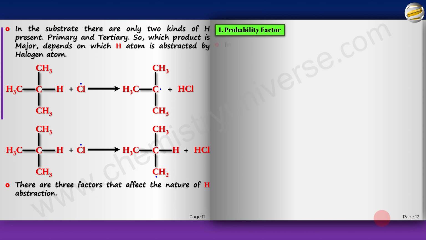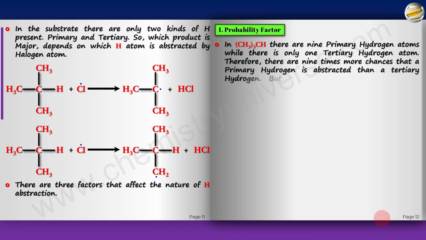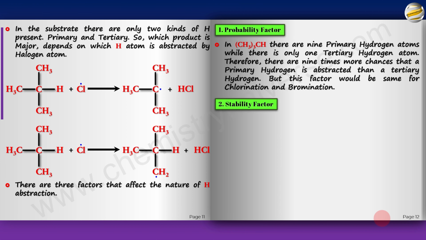Alright, so in isobutane there are 9 primary H atoms, while there is only 1 tertiary H atom. Therefore, there are 9 times more chances that a primary hydrogen is abstracted than a tertiary. But this factor would be the same for both chlorination and bromination. Then comes the stability factor.